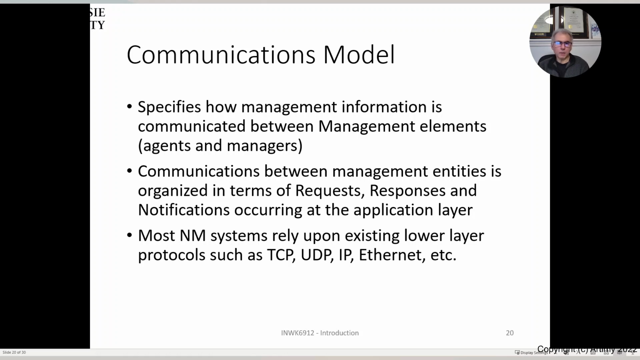All of these protocols will rely on existing protocols underneath them. So we may rely on TCP, we may rely on UDP. In some cases, we rely on the IP directly, right? So we will see how all of these work when we talk about specific protocols.